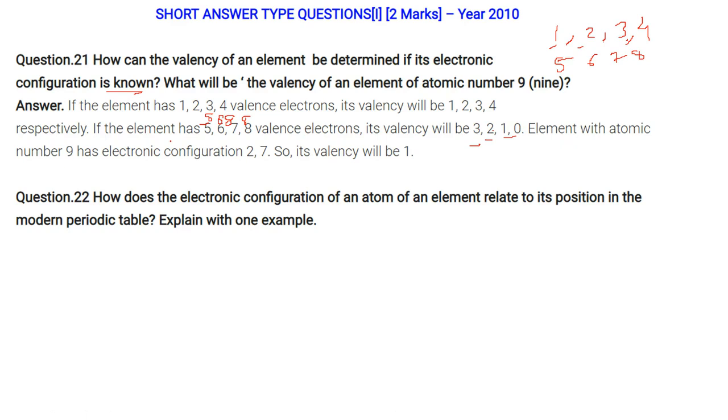Element with atomic number 9 has configuration 2, 7. So this is greater than 4. So we have to subtract it from 8. 8 minus 7 is 1.